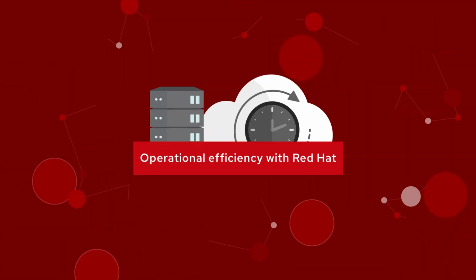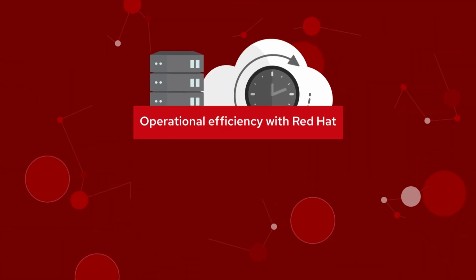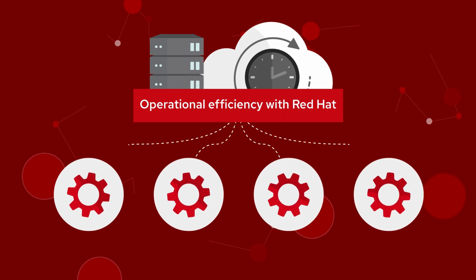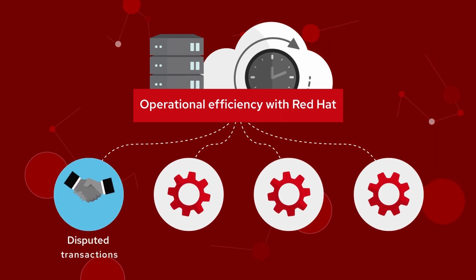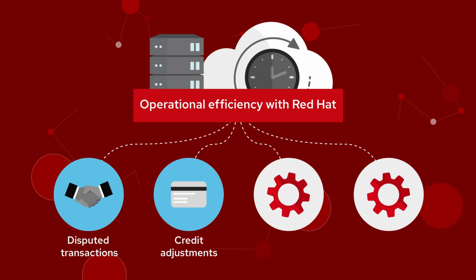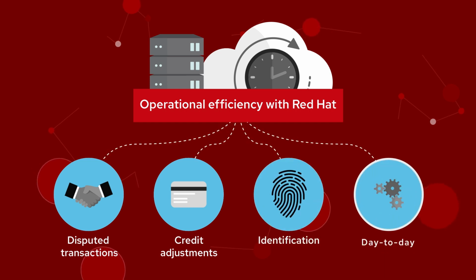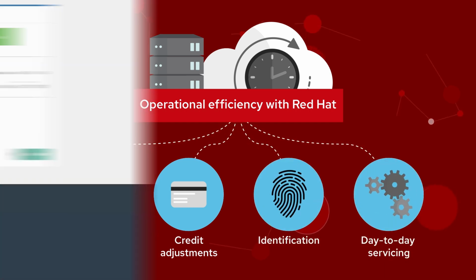Red Hat can help to improve business operational efficiency by streamlining and automating business processes, including disputed transactions, credit adjustments, identification, day-to-day servicing, and more.